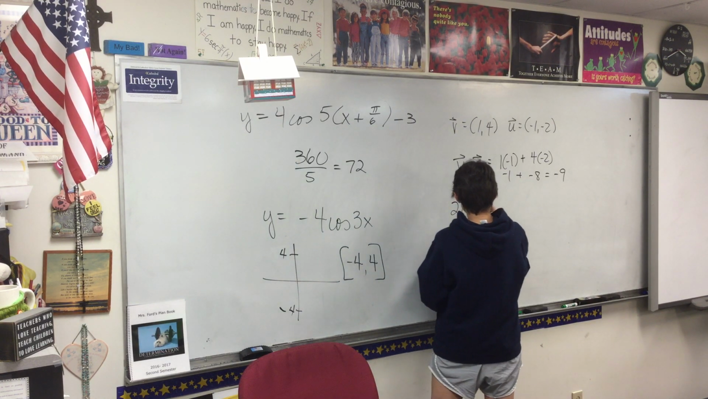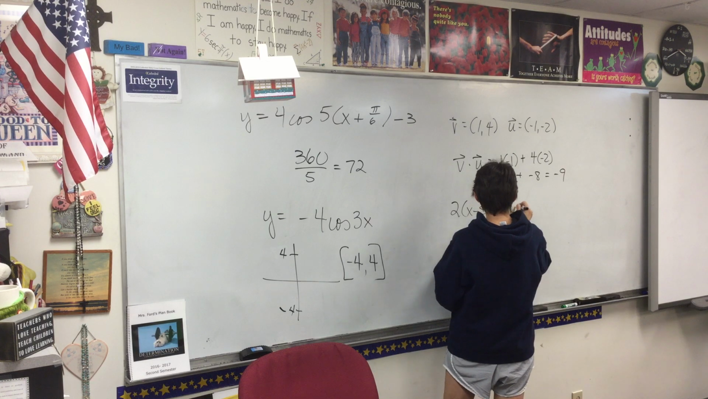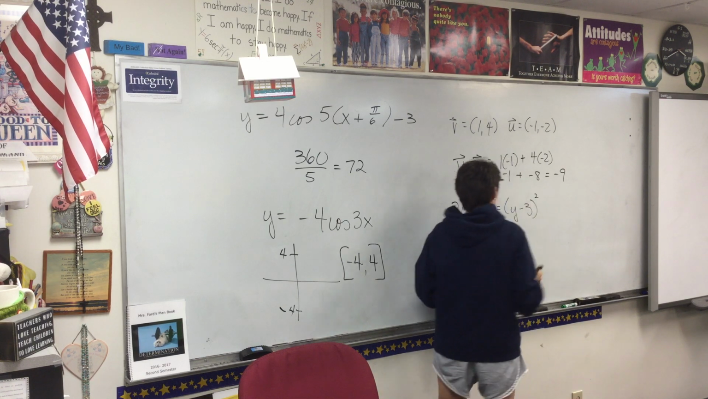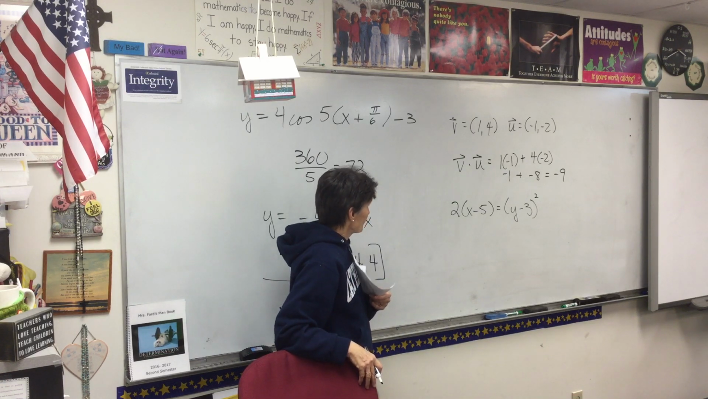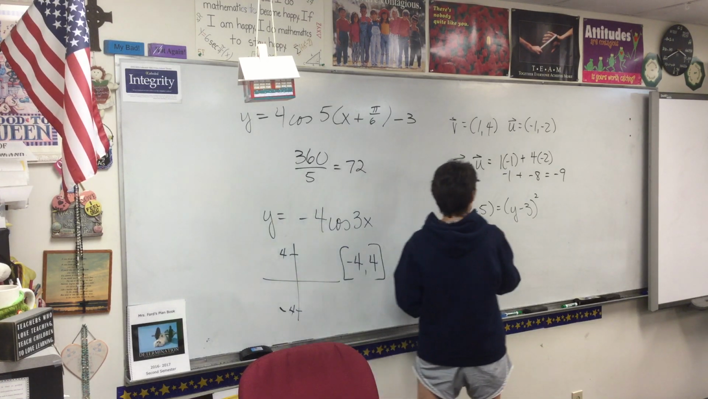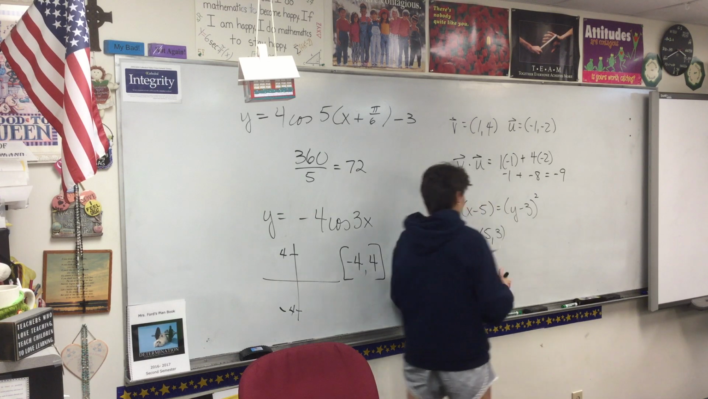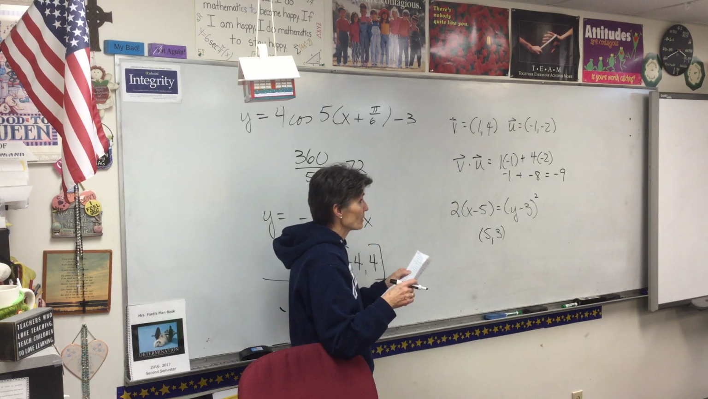All right, this question is chapter 8. It's what we just did. That's a parabola, and all we want to know is, what's the vertex? What's the vertex? 5, 3. That's it. The vertex is 5, 3.